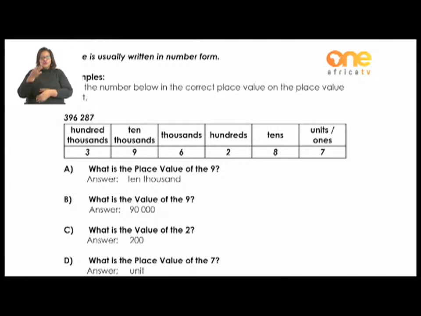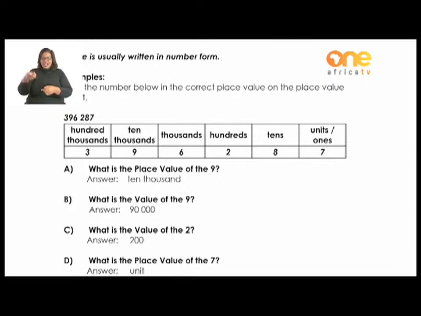Here we see they just ask for value. We don't see the word place. We just see the word value. So here they want to know, how much is that 9 worth? And we get it from the place value. We know the place value is 10,000. We take the 10,000, we multiply it with the 9, and the value is 90,000. Let's try one more example.